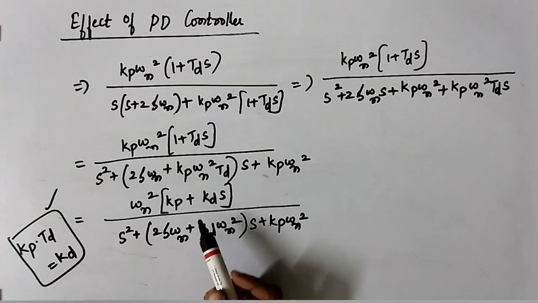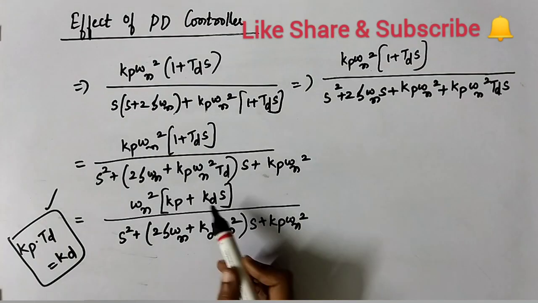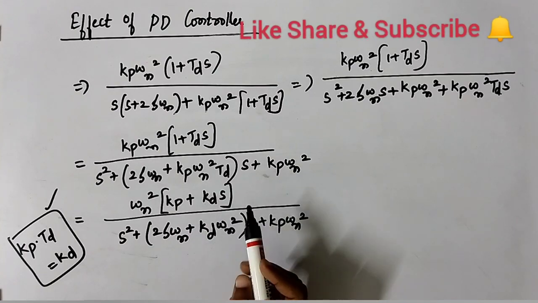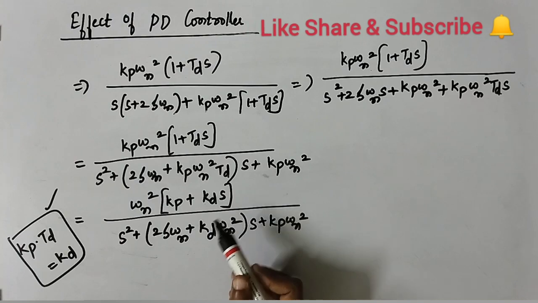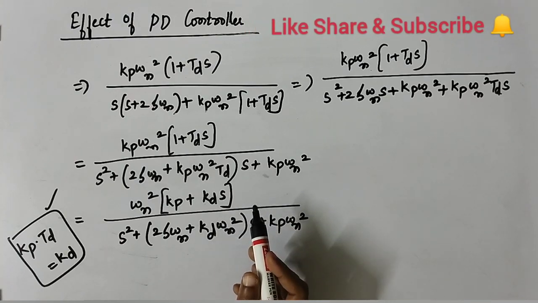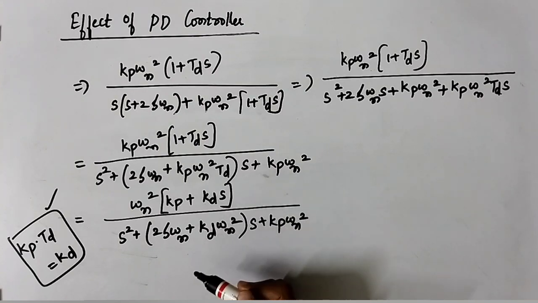From this closed loop transfer function, you can see that the PD controller introduces a 0 in the system. Because of this, it increases the damping ratio. The addition of the 0 may increase the peak overshoot and reduce the rise time. The effect of this increased damping ultimately will result in a reduced peak overshoot.